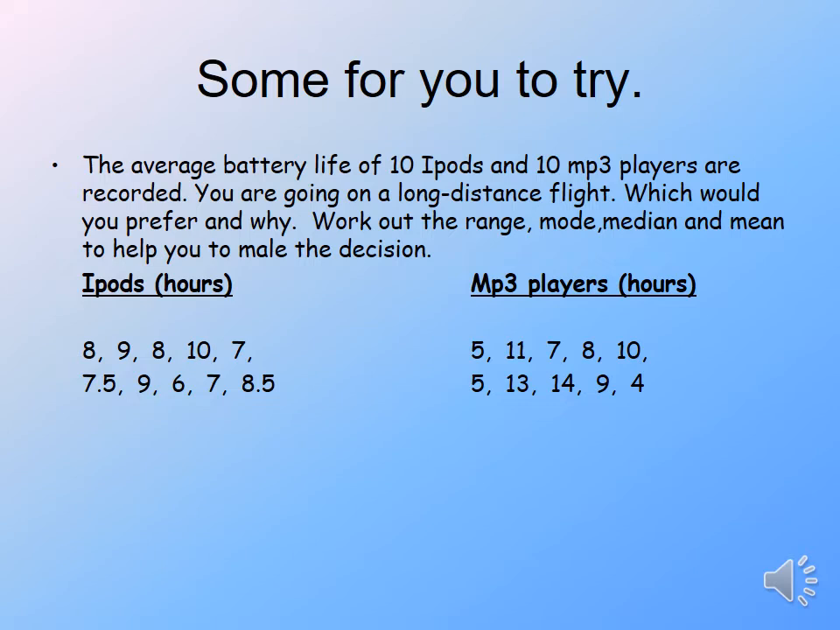Okay, so we're going back to our starter question, which was the batteries for iPads and MP3s. So there is the data once more. You are asked to work out the range, mode, median and mean for both these items, and then make the decision. So I shall leave the slide for 5 seconds and then reveal the answers.